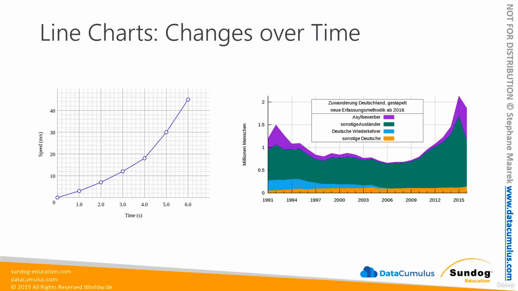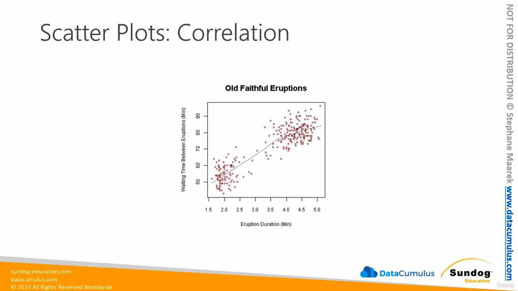That's called an area chart. If you're trying to show the correlation between 2 different attributes of your data, a scatter plot might be a good way to do that. In this example, we're plotting the eruption duration from Old Faithful, which is a geyser in Yellowstone National Park here in the US, against the time between eruptions.